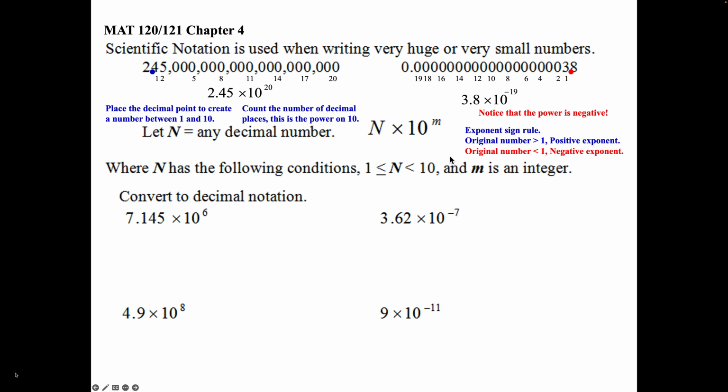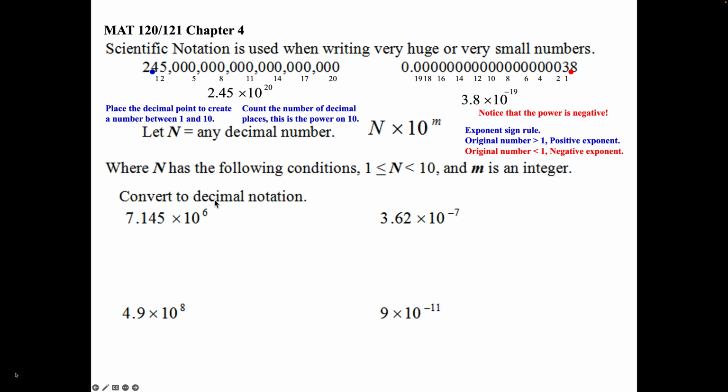Now, the rule of thumb is as follows. If my original number is greater than 1, which this was, you have a positive exponent, positive 20. If my number is really, really small, which is this number is less than 1, then you're going to have a negative exponent, and that's why we have a negative 19.